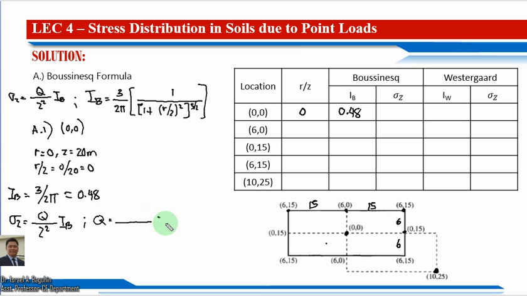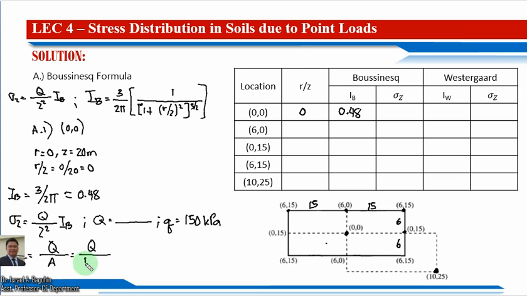So from the problem we now have the pressure of this rough foundation, which is equal to a uniform pressure of 150 kilopascal. Based on the formula, pressure is just equal to the load Q over the area.